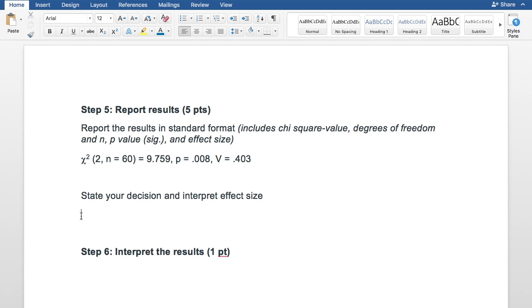So the first step of stating our decision is to say whether we reject or fail to reject the null. We've already decided that we will reject the null. The reason we'll reject the null is because this chi-square value of 9.759 is definitely larger than our critical value of 5.99, and our p-value of 0.008 is definitely smaller than alpha. So this is a situation in which we would reject the null.